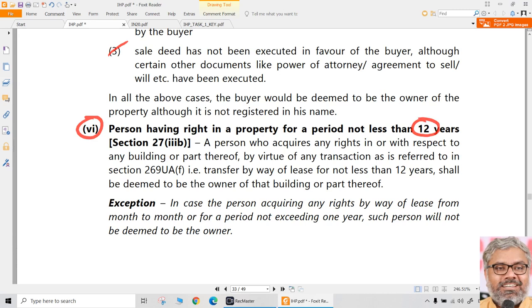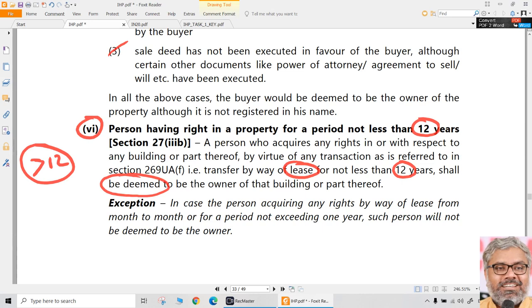Let us say a person has taken a lease of a building for a period of not less than 12 years. Not less than 12 years means more than 12 years. That means the lessee is deemed to be the owner of the property. This is a very dangerous thing, because he is after all a person who is a tenant. But if the lease is for a period of more than 12 years, then the lessee, the tenant, will be deemed to be the owner of the property.